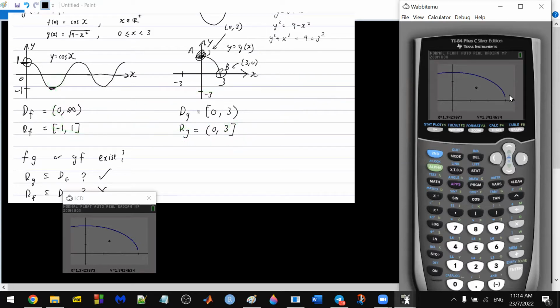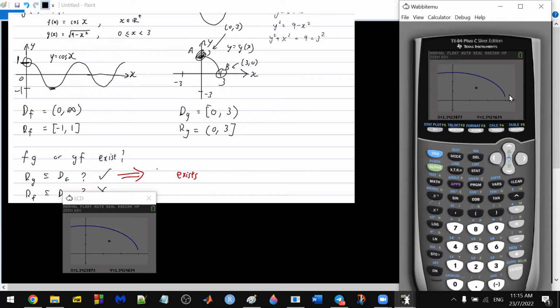But the range of f is not a subset of domain of g, because here -1 to 1 includes -1, includes -0.9, includes -0.8, and so on, which is not inside the region here, 0 to 3. Okay, good. So that means we have which function existing? fg or gf? gf.